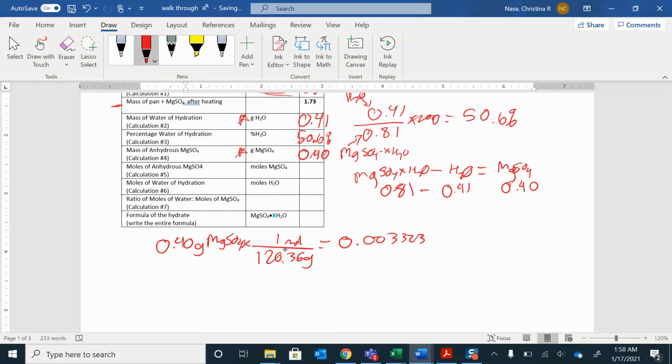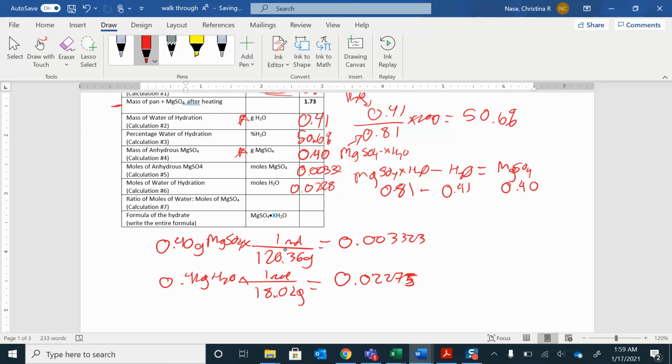I got 0.003323. That's way more sig figs than I need. Do the same thing for water. Water was 0.41 grams of water, and I have 18.02 grams, that's the molar mass of water. So when I work that out, I get 0.02275. All right, so my moles up here, I'm going to have 0.0033, and this guy is 0.0228. I'll just give an extra sig fig there.